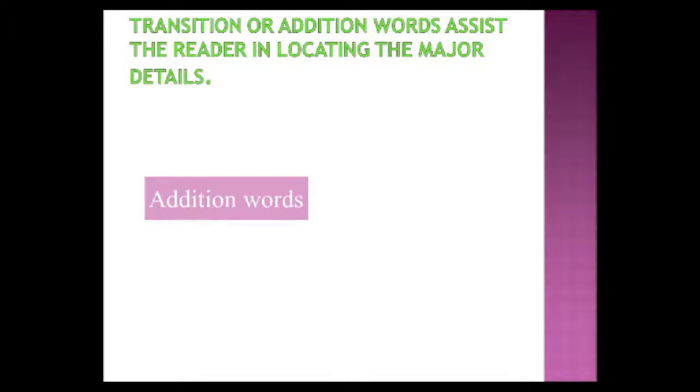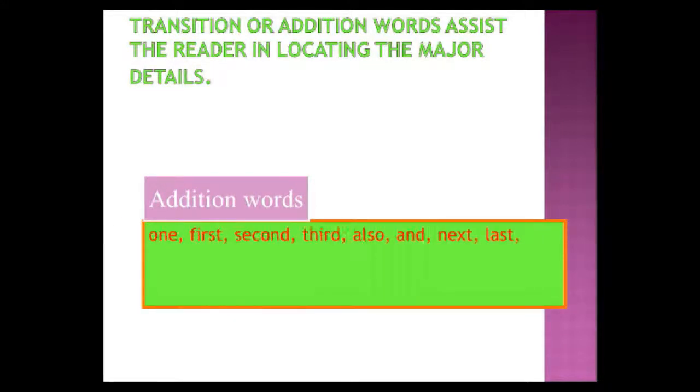Okay, but you do need to know the difference between the 2 of them. When you're trying to pick out your major details, it would help if you knew some of these transition words or addition words, because they assist the reader in locating the major details. Some of the ones that you're going to see would be one, first, second, another, finally, furthermore. And as you can see by the way they sound, they add more information, which adds supporting details to the paragraph. So when you see these things, most of the time you can guarantee that if a word like these is in front of the sentence, that's going to be one of your major details.